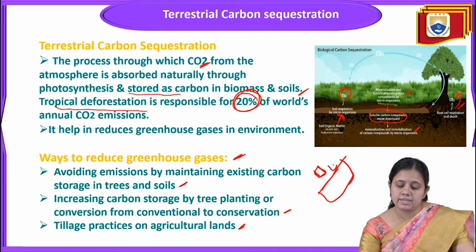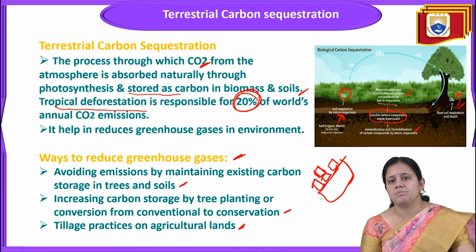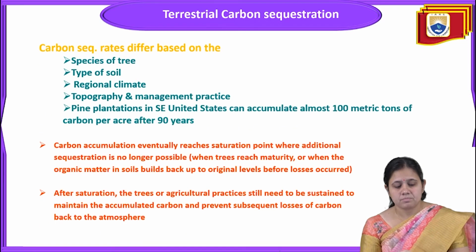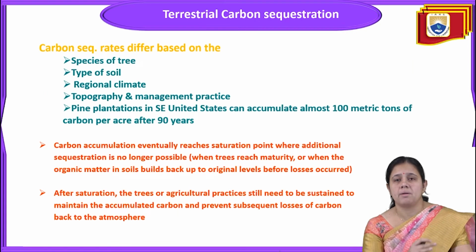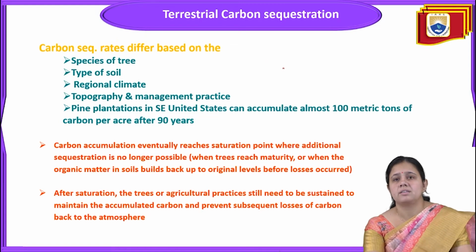A little bit of tillage we can make, and this tillage will have the capacity to store more and more carbon in it. So this was the way of reducing greenhouse gases. Now, the carbon sequestration rate for a plant depends upon many factors. These are the factors responsible for the sequestration or storage of carbon in a tree.